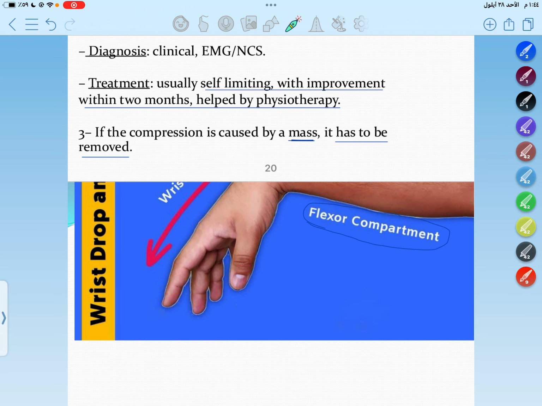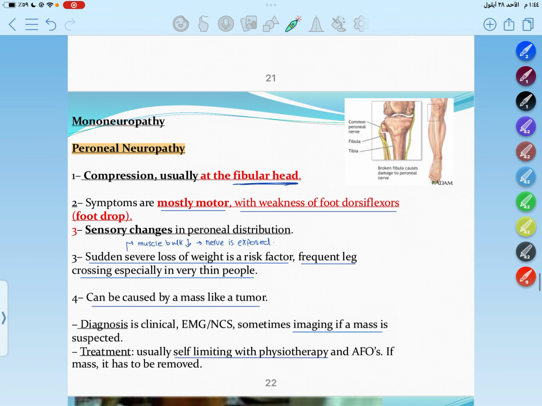Wrist drop. Okay. The peroneal nerve, in the lower limb, is usually compressed at the fibular head, behind the knee joint. The symptom is usually motor rather than sensory. There is motor weakness of the dorsiflexors of the foot, so there is foot drop. And sometimes sensory changes in the peroneal nerve distribution.